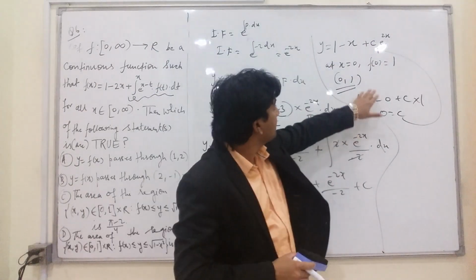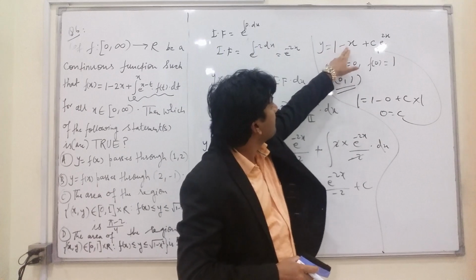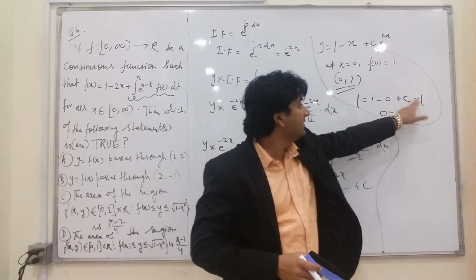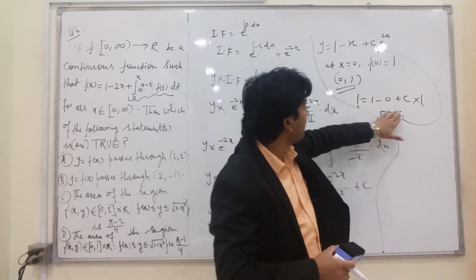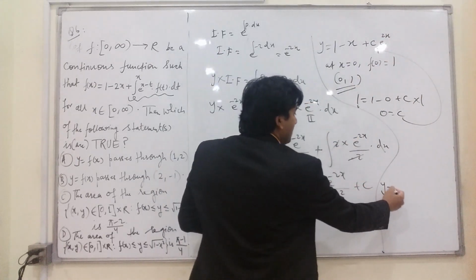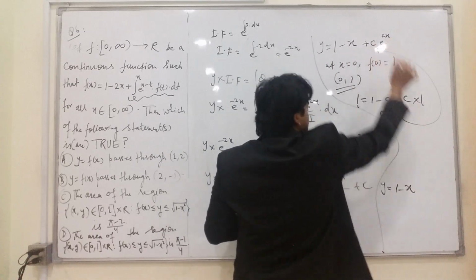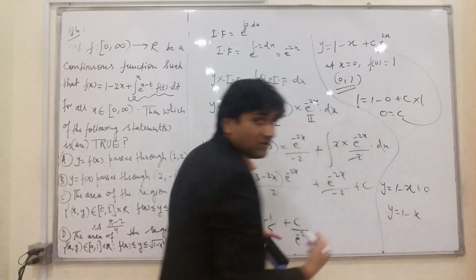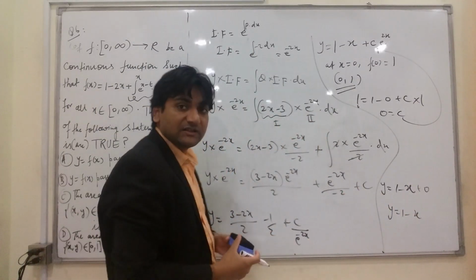So if you put (0, 1) here, this is 1, this is 1 minus 0, this is c times e raised to 0. e raised to 0 is 1. So 1 minus 1 is 0, so you got c equals 0. Now you have to put this c over here. So what will you get? You will get y equals 1 minus x, and c was 0, so this term is 0. So you got y equals 1 minus x, and what was y? y was fx, which I had assumed earlier.